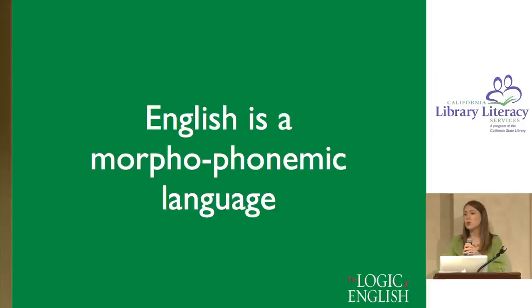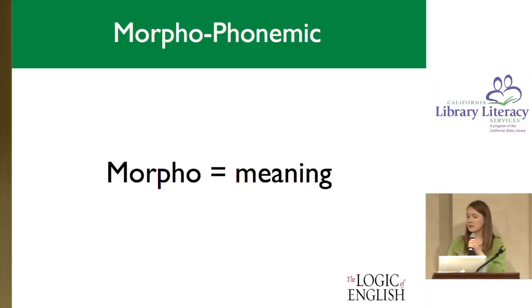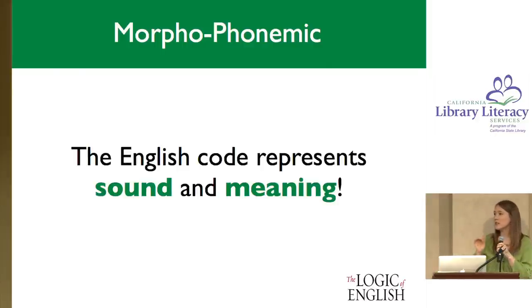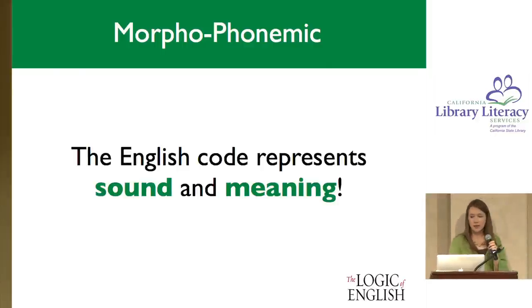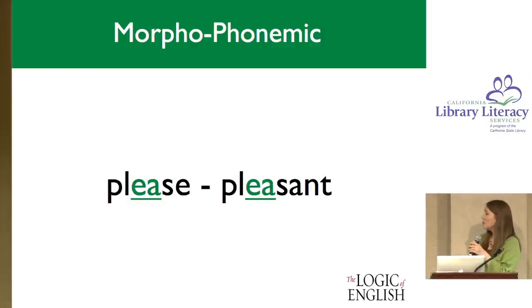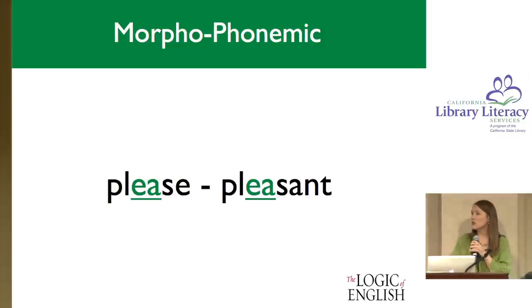In addition, English is a morphophonemic language, and maybe this term is familiar to some of you, but morpho means meaning. So the English code represents both sound and meaning, and I'm going to give you a taste of this right now. Look at the word please. What is the EA saying in please? E. What is it saying in pleasant? Notice it's saying two sounds, but notice as well that please and pleasant are related in meaning. And in order to keep the relationship in meaning, our spelling preserves the relationship in spelling. Does that make sense? So the EA phonogram is going to need to say E and E in this case in order to preserve the meaning.